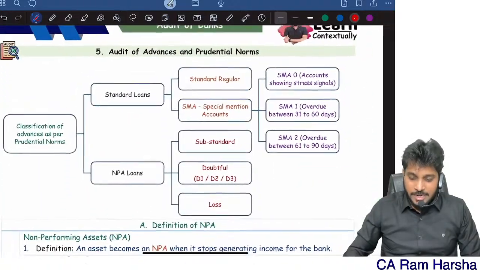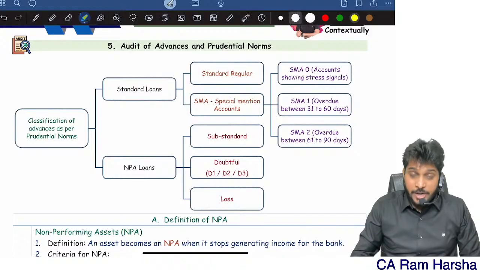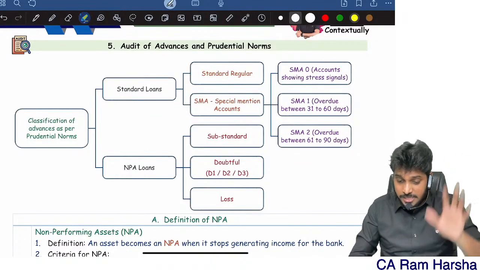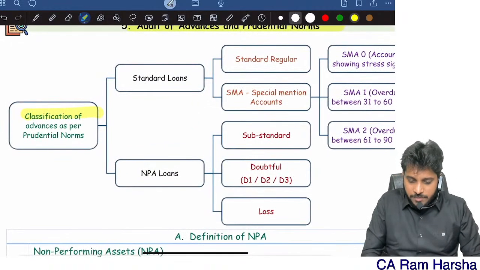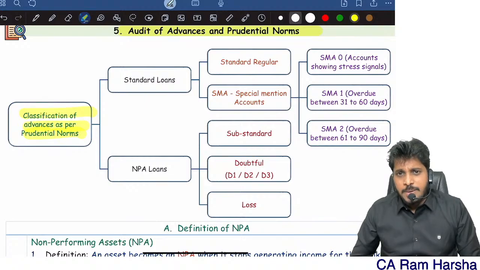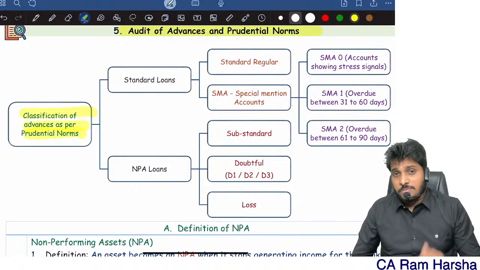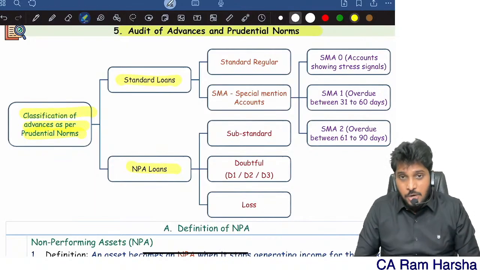Okay, fine. Next. So now we completed one more point. Audit of advances point we completed. Now let us discuss prudential norms, especially NPA norms. So classification of advances as per prudential norms. There is something called RBI prudential norms. As per RBI prudential norms, the loans and advances are broadly classified into two types: standard loans and NPA loans.